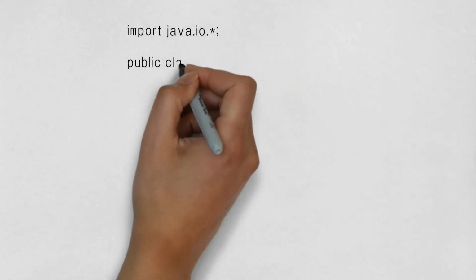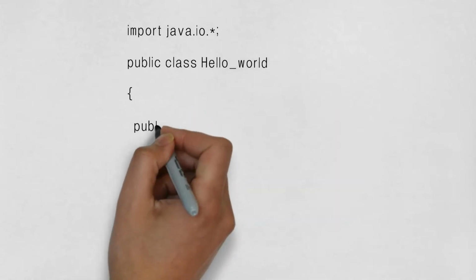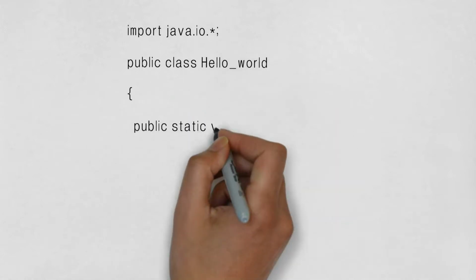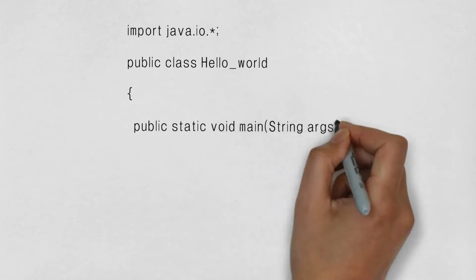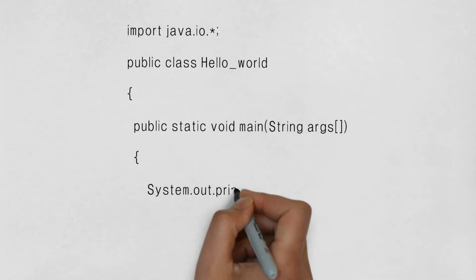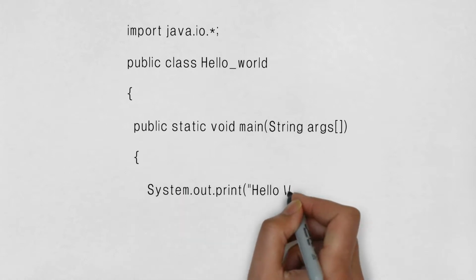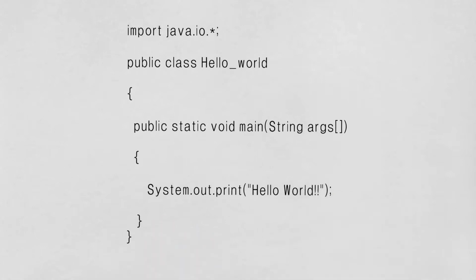So as you can see, I am writing the program: import java.io.*; public class HelloWorld { public static void main(String[] args) { System.out.print("Hello World"); } }. Now I will explain each term to you.